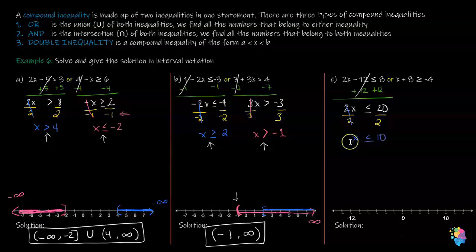Let's graph this. So I'm looking for every number that is less than or equal to 10. So I go to 10. I'm going to shade everything that is less than. That means that I'm going towards the left all the way to -infinity. But since I am including 10, I have to place a square bracket. Let's go solve our second inequality.